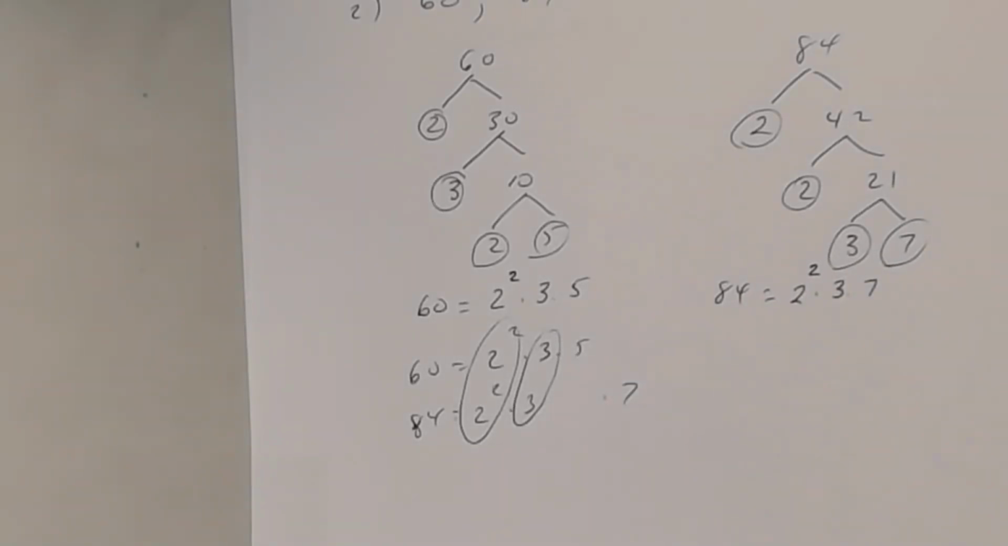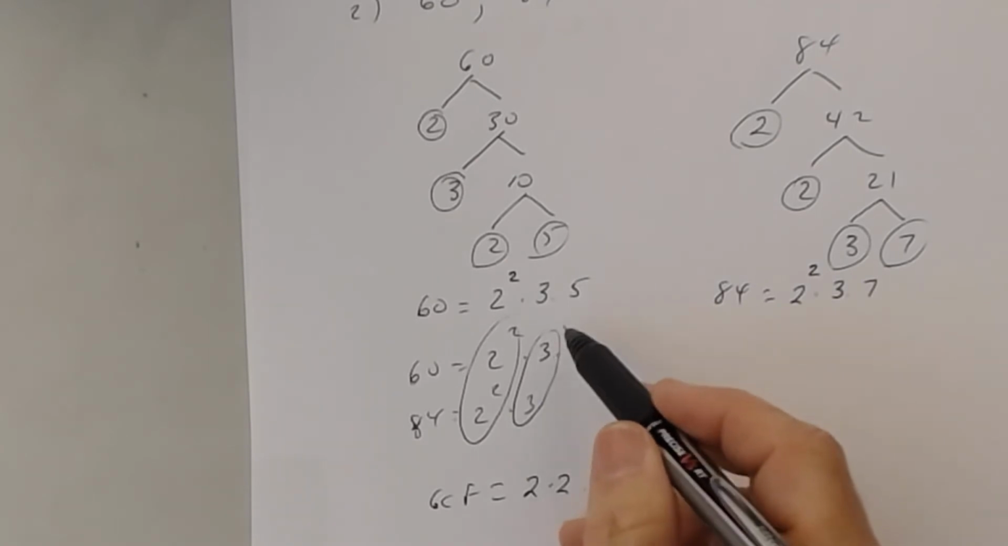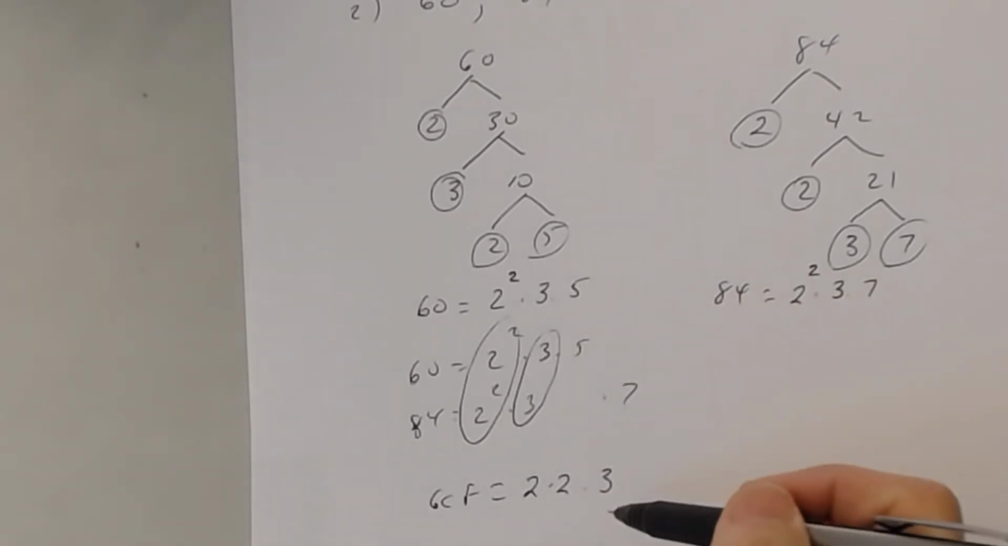Look at that first thing I have circled. What do you notice about the exponents? They're the same. So I can automatically use 2 to what power? Second. So that means 2 times 2, right? And then what else can I use? 3. No, not 3 squared, because I don't see a 3 squared. I see 3 to the first power. So just 3, right?